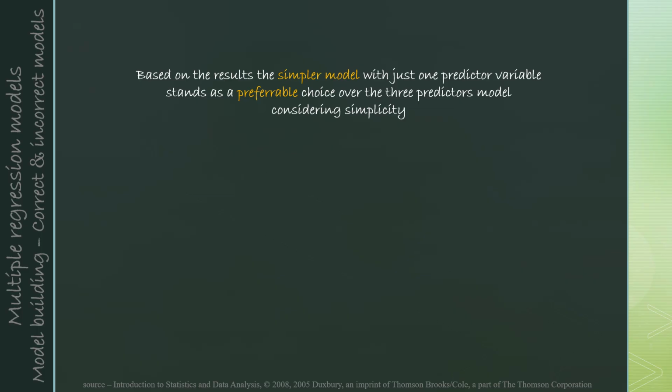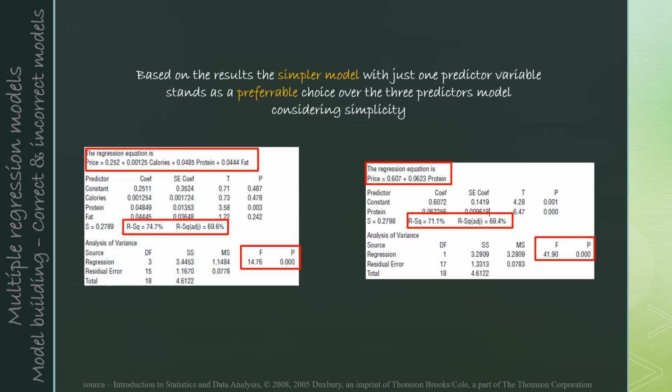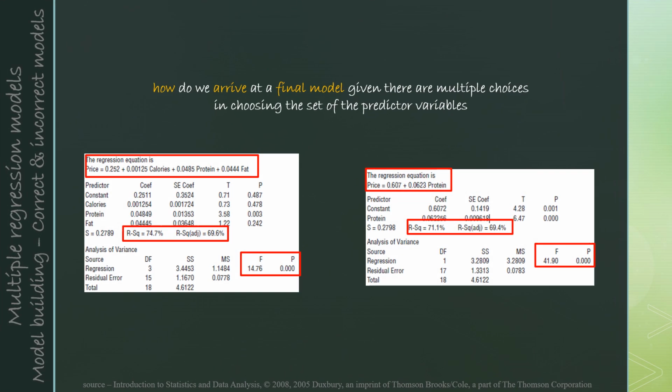Based on the results, the simpler model with just one predictor variable stands as a preferable choice over the three predictors model, considering simplicity. So the question is, how do we arrive at a final model given there are multiple choices in choosing the set of predictor variables?